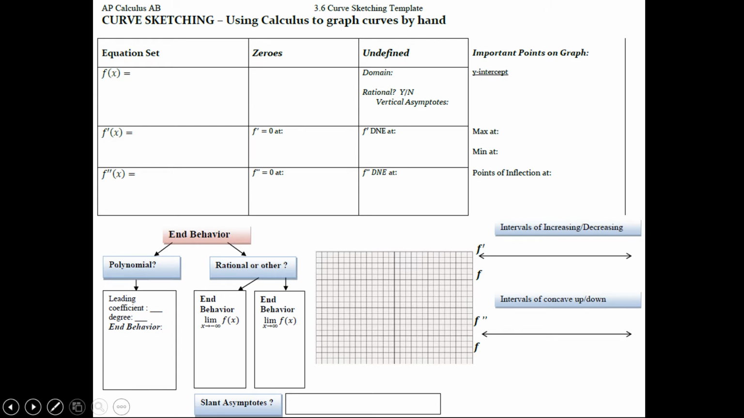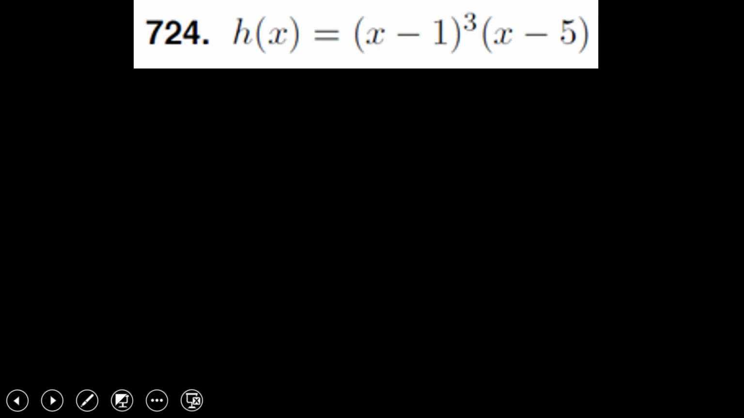Our zeros we found are our x-intercepts, so the zeros of the original were x equals 1 and 5. We found that our y-intercept is 5. We know our domain is all real numbers. We have end behavior down here in the bottom left. Since it's a polynomial, the leading coefficient is 1 and the degree is 4. If we were to multiply this out, we would end up with 1x to the fourth.